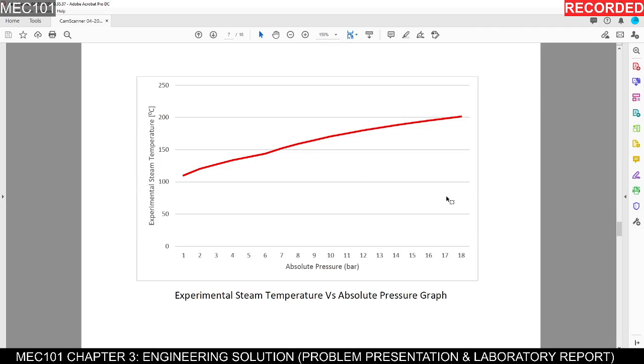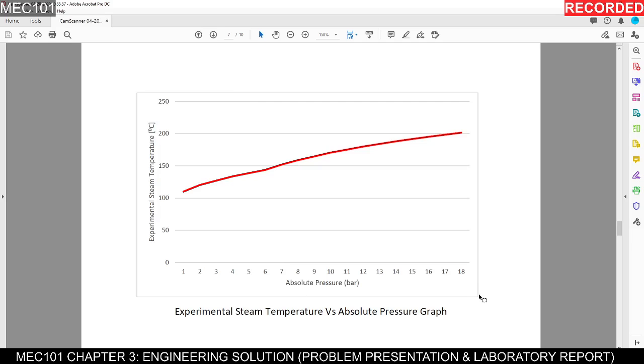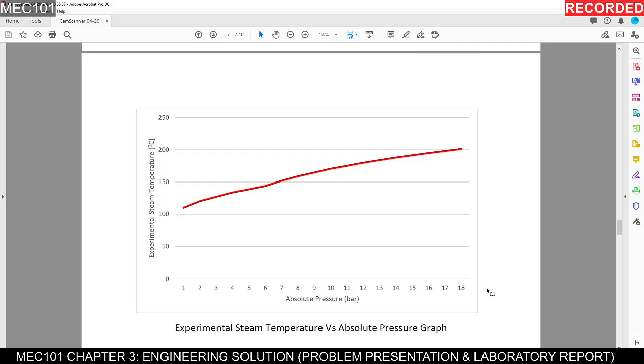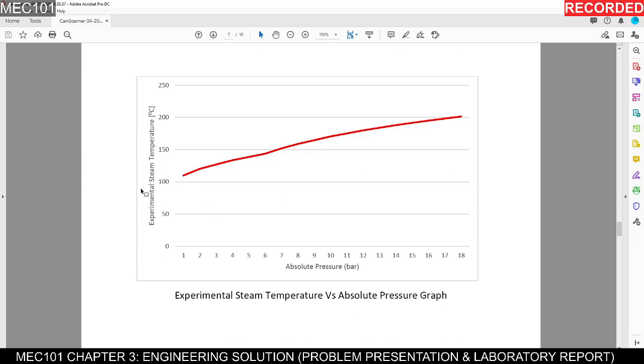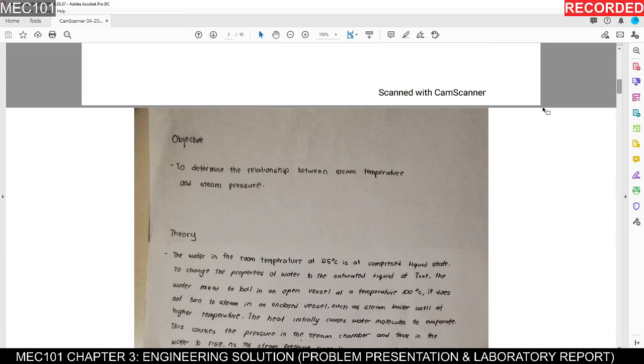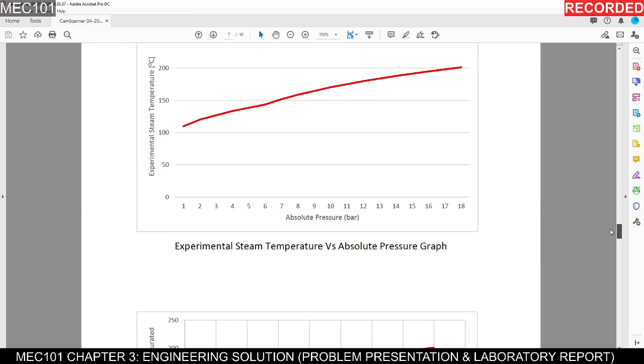Okay, this is the graph they have done in Microsoft Excel, I think. The graph itself is important for the reader to know that the relationship between the experimental steam temperature and the absolute pressure is a proportional relationship. From this graph we know that by increasing the value of the pressure, we also increase the experimental steam temperature. So this graph is showing that the objective to determine the relationship is achieved. I can understand, sir.